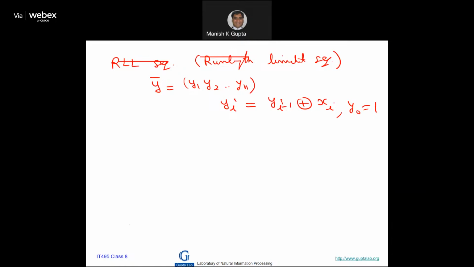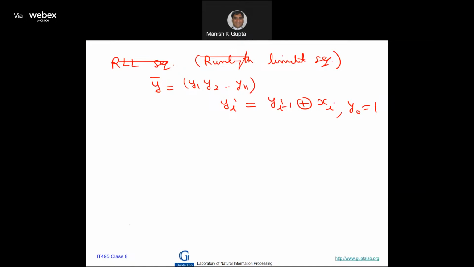So we need to have an x first. X is a decay sequence. What is a decay sequence? Consecutive ones are separated by at least d zeros and at most k zeros. That is the decay sequence. From that decay sequence, we can construct a run length limited sequence, an RLL sequence y, like this.